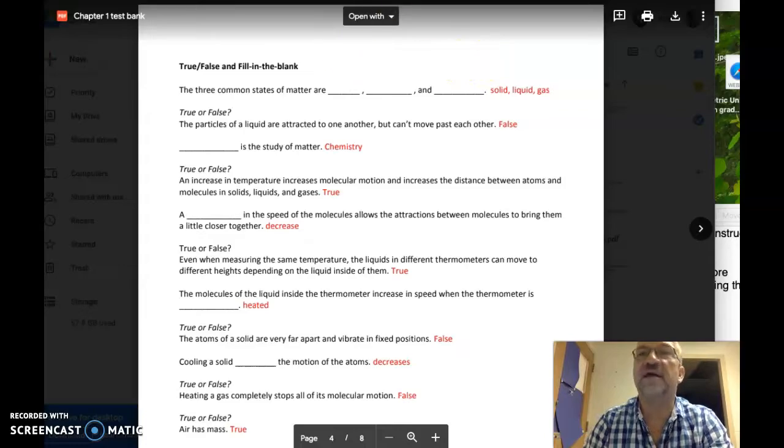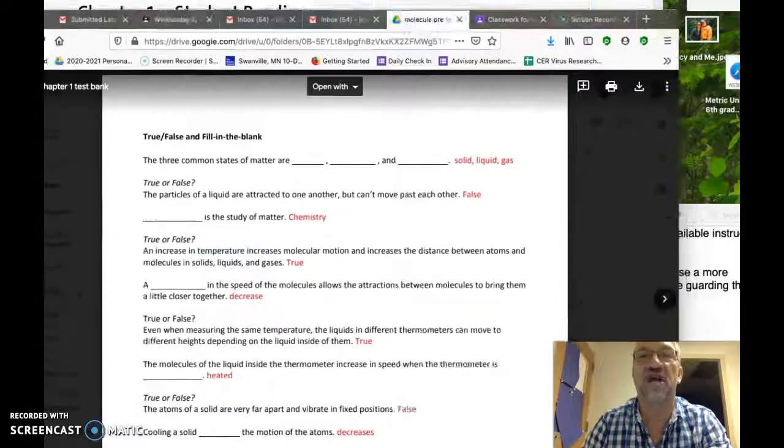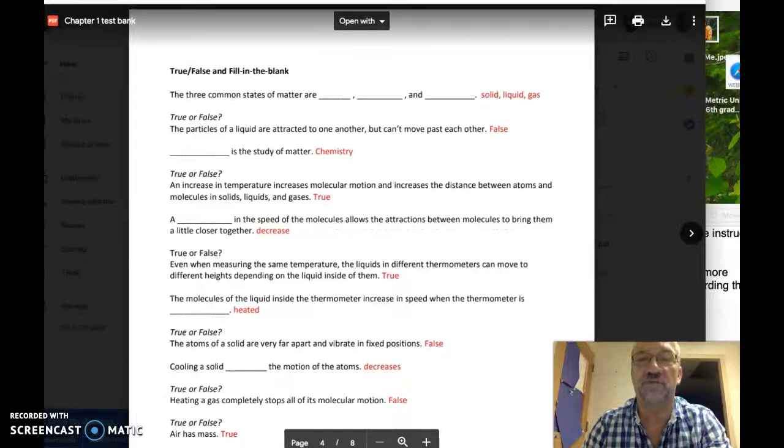You can look back to your reading back here and see where these match up because it'll match up with the reading. That is your assignment for today and tomorrow if you don't finish up. Starting Monday we're going to be talking about this. We're going to be talking about molecules. We won't be talking about the metric anymore.